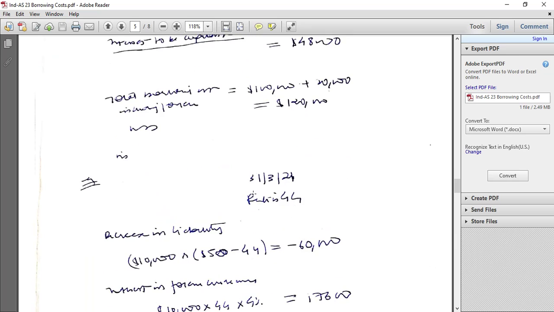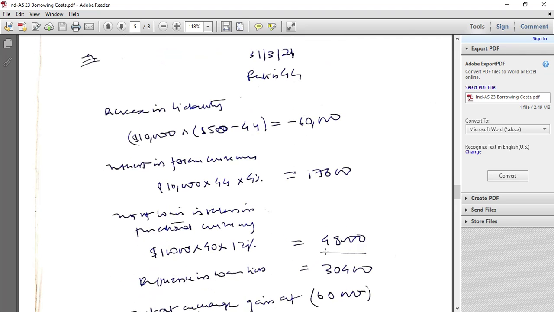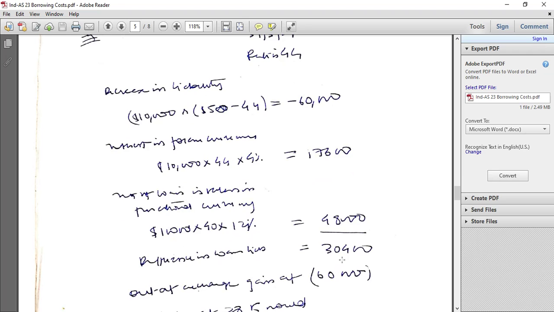In the subsequent year, if the rate is 44, 10,000 into 50 minus 44 gives 60,000. Interest on the foreign currency loan would be 10,000 into 44 closing rate into 4%, that is 17,600, and interest in INR would be 10,000 into 40 into 12%, that is 48,000. Difference in loan is 3,400.